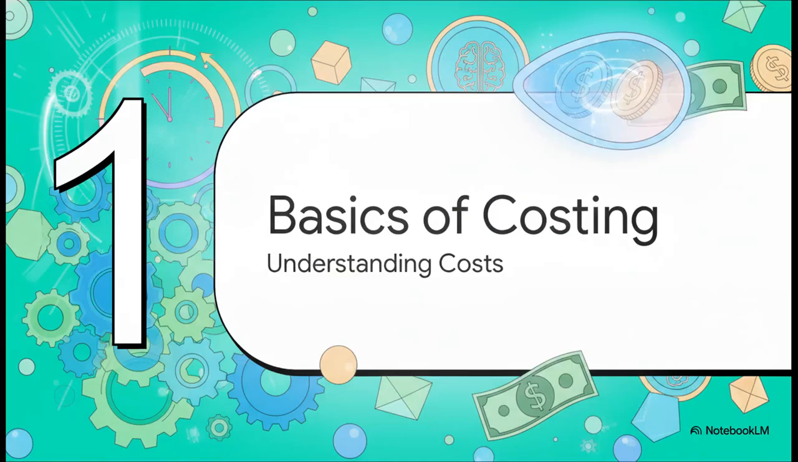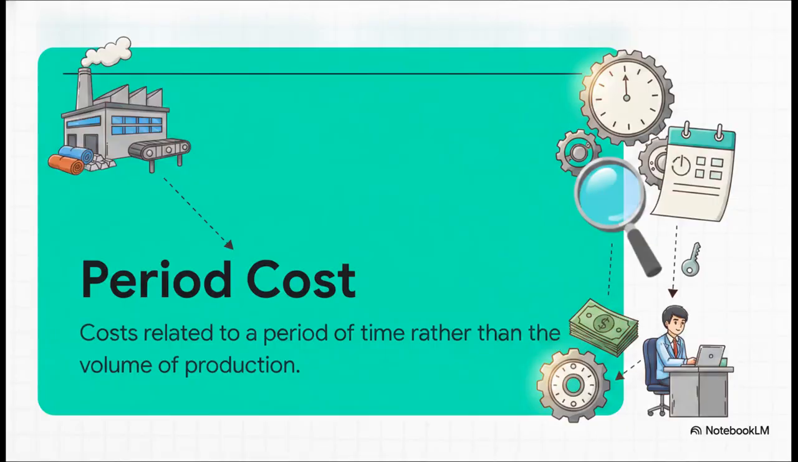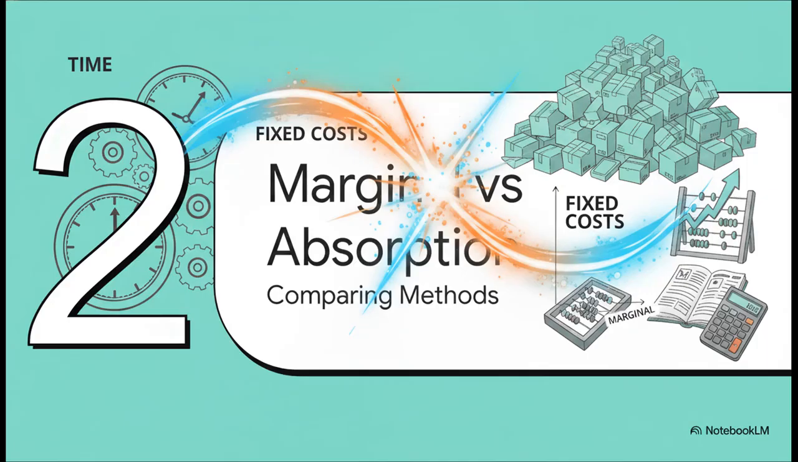Section 1. The basics of costing. Whenever you make a business decision, you're essentially making a bet on the future. And to manage that future risk, you've got to realize that not all costs behave the exact same way. It's absolutely crucial to separate costs that are tied directly to your volume of production, like the raw materials in your product, from what we call a period cost. Period costs, things like factory rent or administrative salaries, are just related to a period of time. Think about it. You have to pay your rent whether you manufacture 10 items this month or 10,000, right? Time passes, the cost hits. Simple as that.